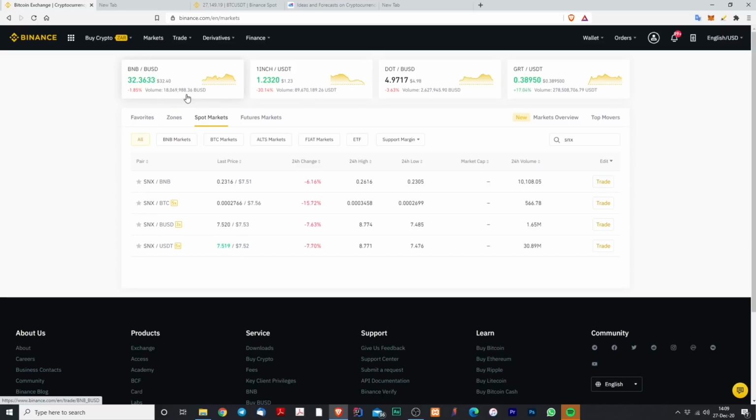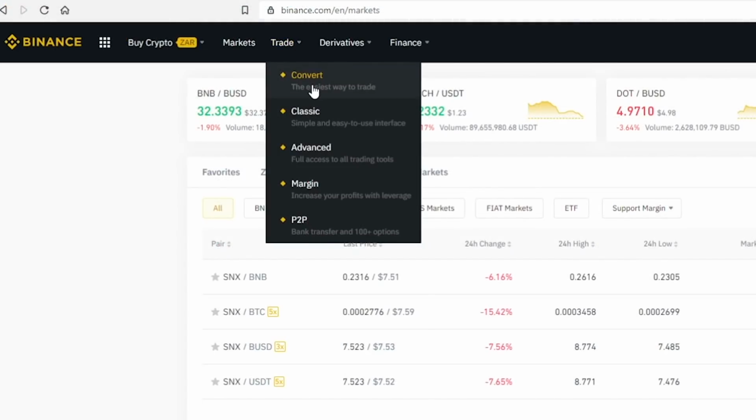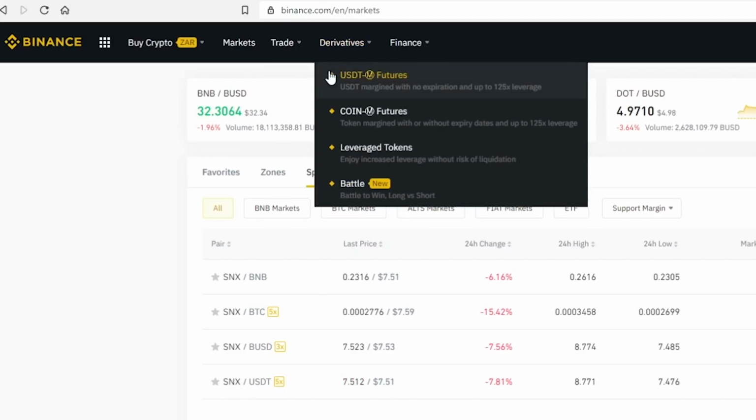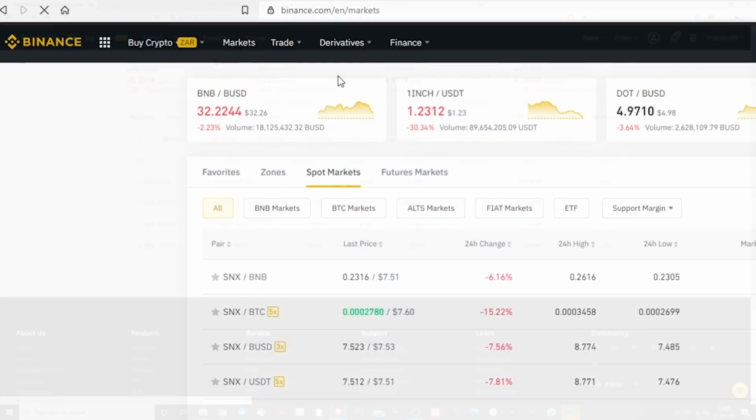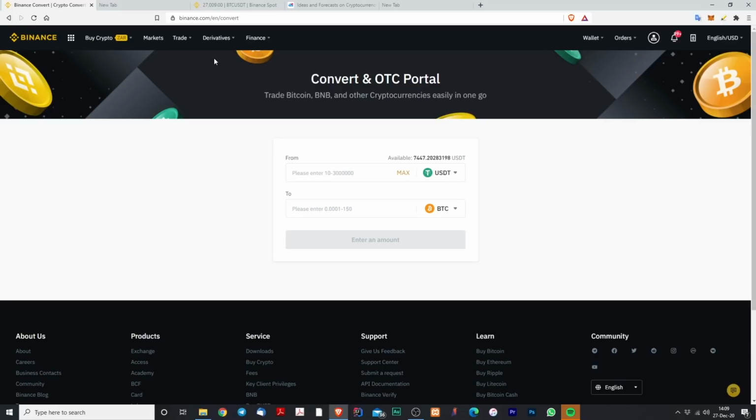So let's now go to the main deal, right? The trading desk, because I know a lot of you guys are waiting for that. So you click on here, trade. You see it has convert, classic, advanced, margin, and P2P. Okay, so first I'm gonna go to the convert. The convert function is what you use to convert a certain cryptocurrency to another, to swap, right?